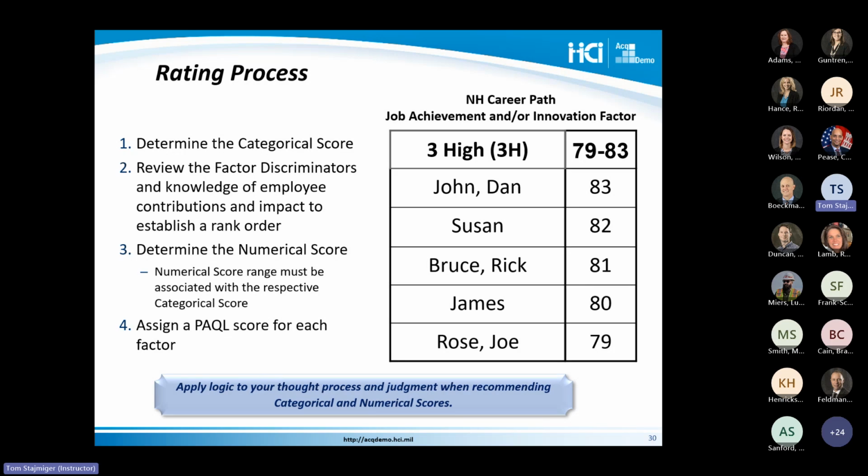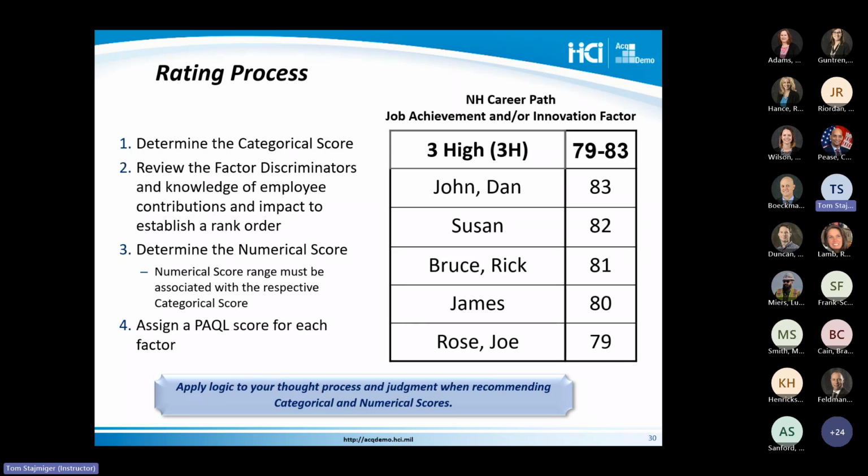So the first thing we look at in the pay pool is how many descriptors each employee met. That puts them into one of the categories: 3 low, 3 medium, 3 high, 4 low, 4 medium, 4 high, etc. Then the next thing we do is, again, reading the appraisals within each category, look at the factor discriminators and use that criteria to rank order them. And again, each factor has different discriminators, but we use the factor discriminators when we rank order.